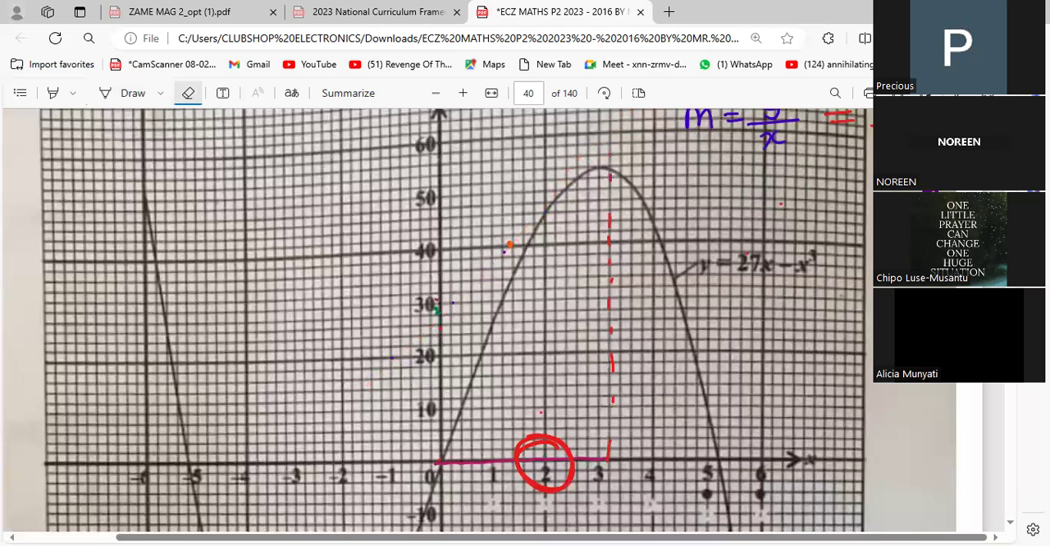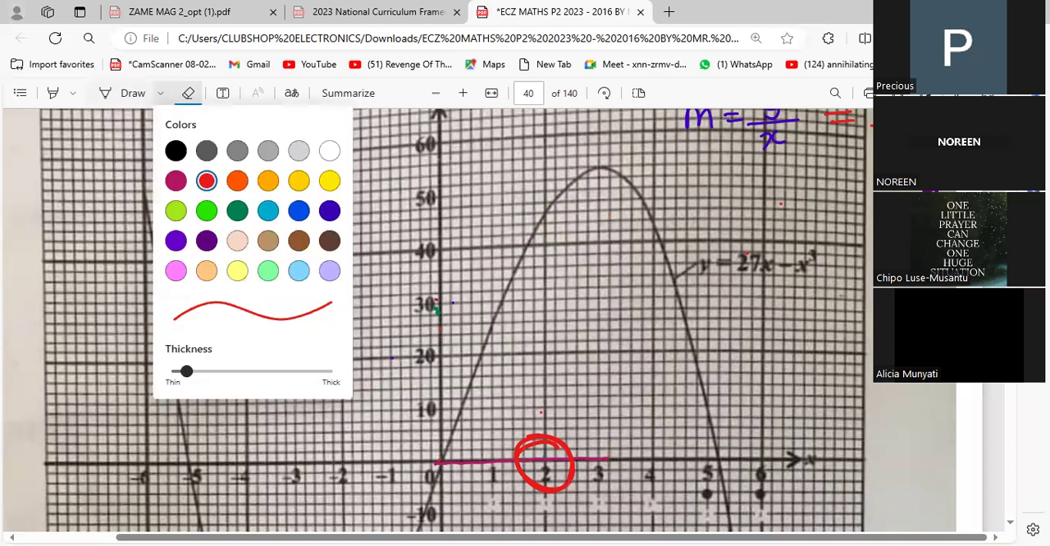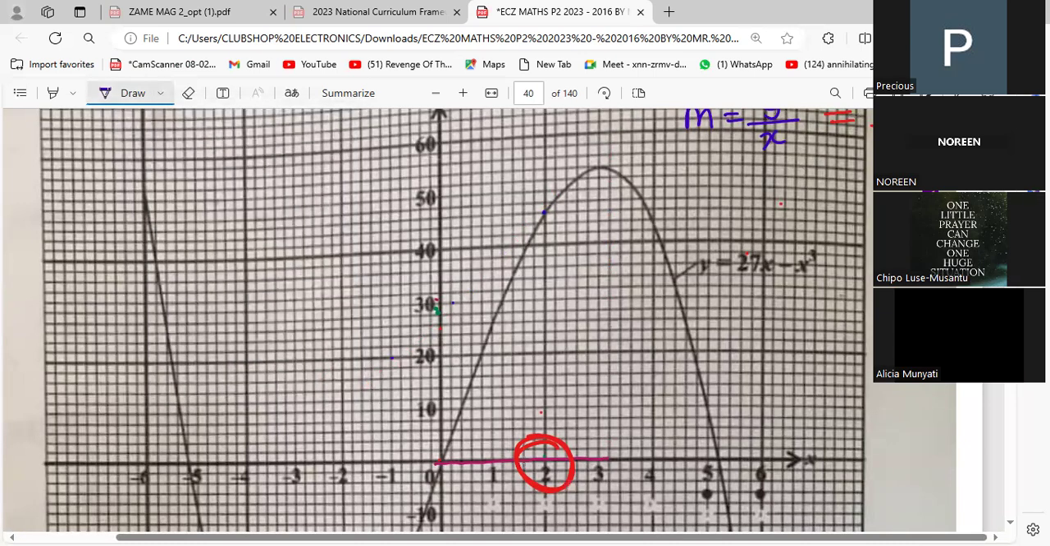Okay, let me just repeat so that everyone is also able to pick it. From this 2, we have to go up to look for the curve. We have to go up, look for the curve up to this. This is where we are meeting the curve, isn't it? From 2. Is that okay?